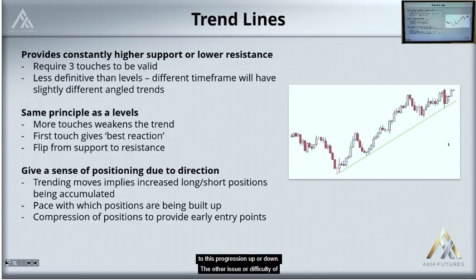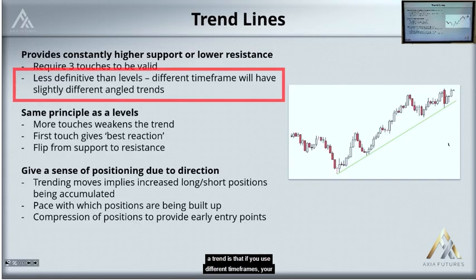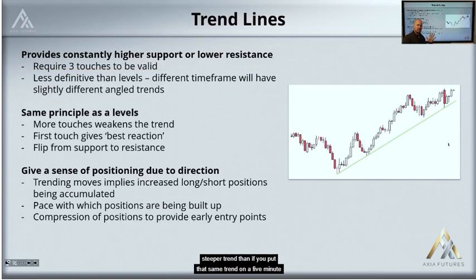The other issue or difficulty of a trend is that if you use different time frames, your acceleration is going to be different. If you're using an hourly time frame, for example, you may end up with a much steeper trend than if you put that same trend on a 5-minute, because there's going to be more instances between the touches. And that can give you, over time, a slightly different point at which the trend's going to break. And so this is where that level of discretion comes in, and the understanding, like with any kind of level as well, that different time frame participants or people looking at different time frame charts are going to view this as broken or not, dependent on exactly the point at which it breaks.